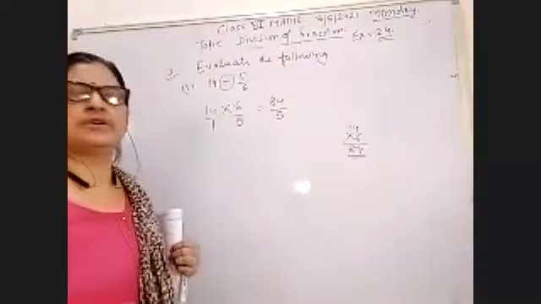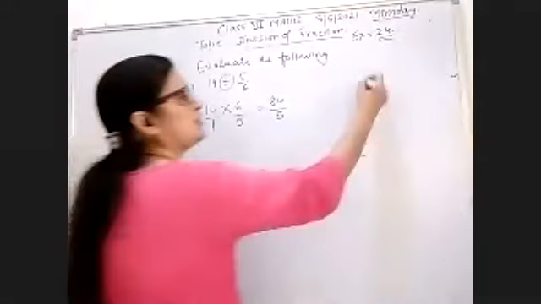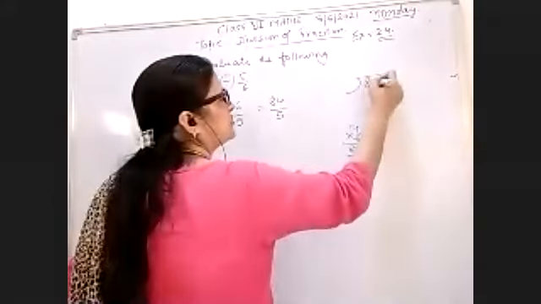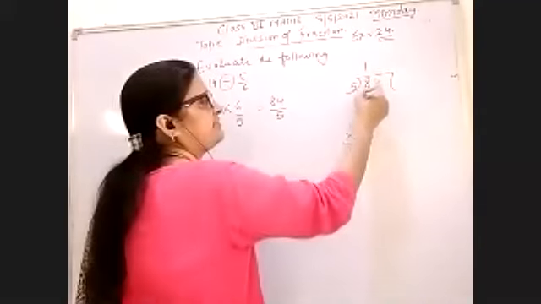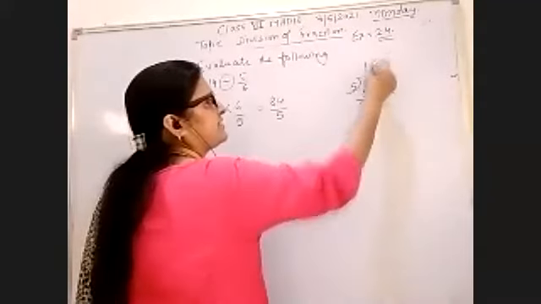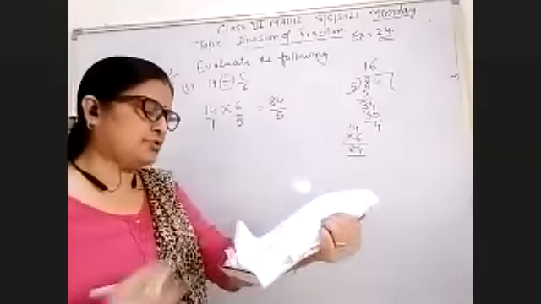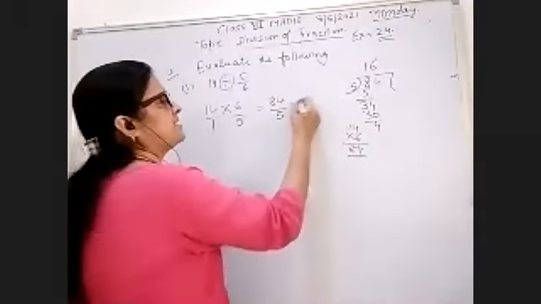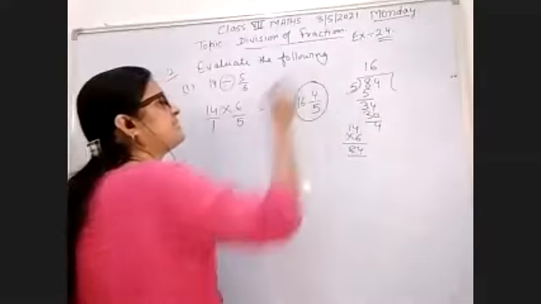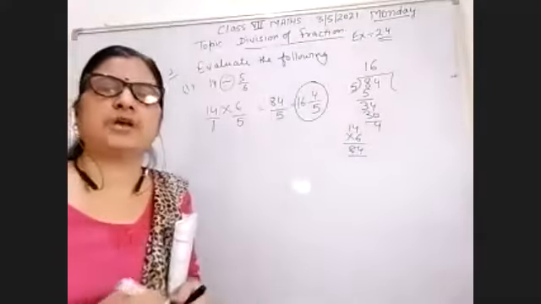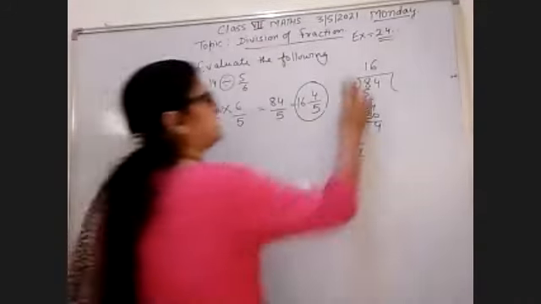84/5. Now your 84 is greater than 5, so you have to change this into a mixed fraction. 5 ones are 5, 3 remainder; 5 sixes are 30, and 4 remainder. So your answer is 16 4/5. This is the mixed fraction of 84/5.